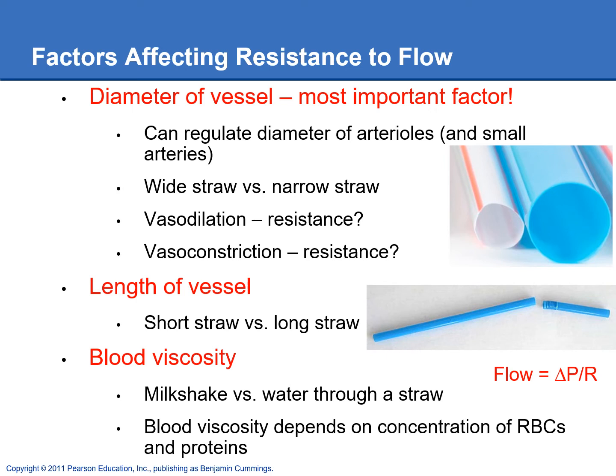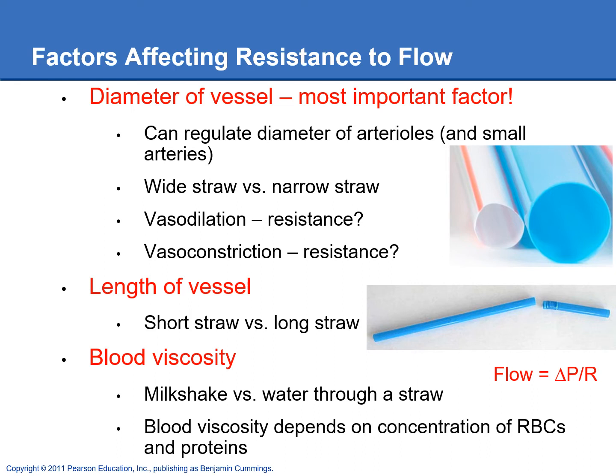So where we see the length of the blood vessel being important is if we compare the pulmonary circuit versus the systemic circuit. So the pulmonary circuit would be the short straw because you don't have to travel very far to get from the right ventricle to the lungs. So very little resistance to blood flow in the pulmonary circuit. But the systemic circuit, that's your long straw because you have to go from the left ventricle all the way around your body and then back to the right ventricle. So you'd have much higher resistance to blood flow in the systemic circuit.